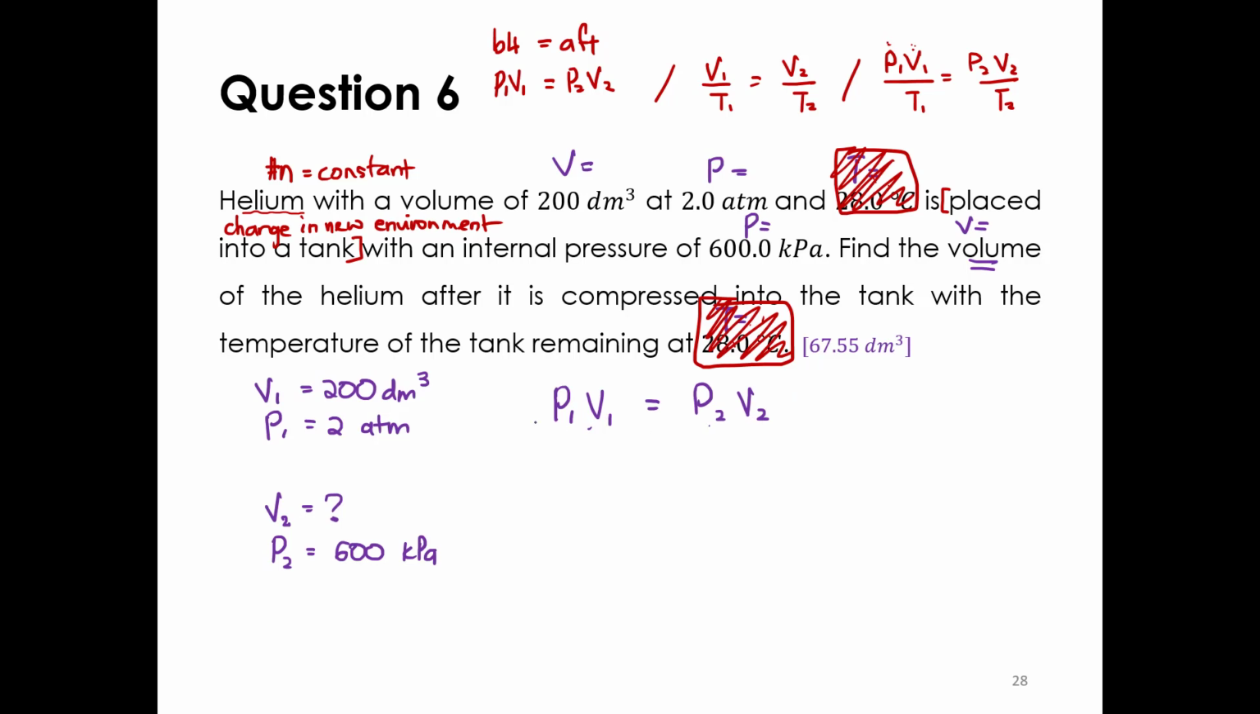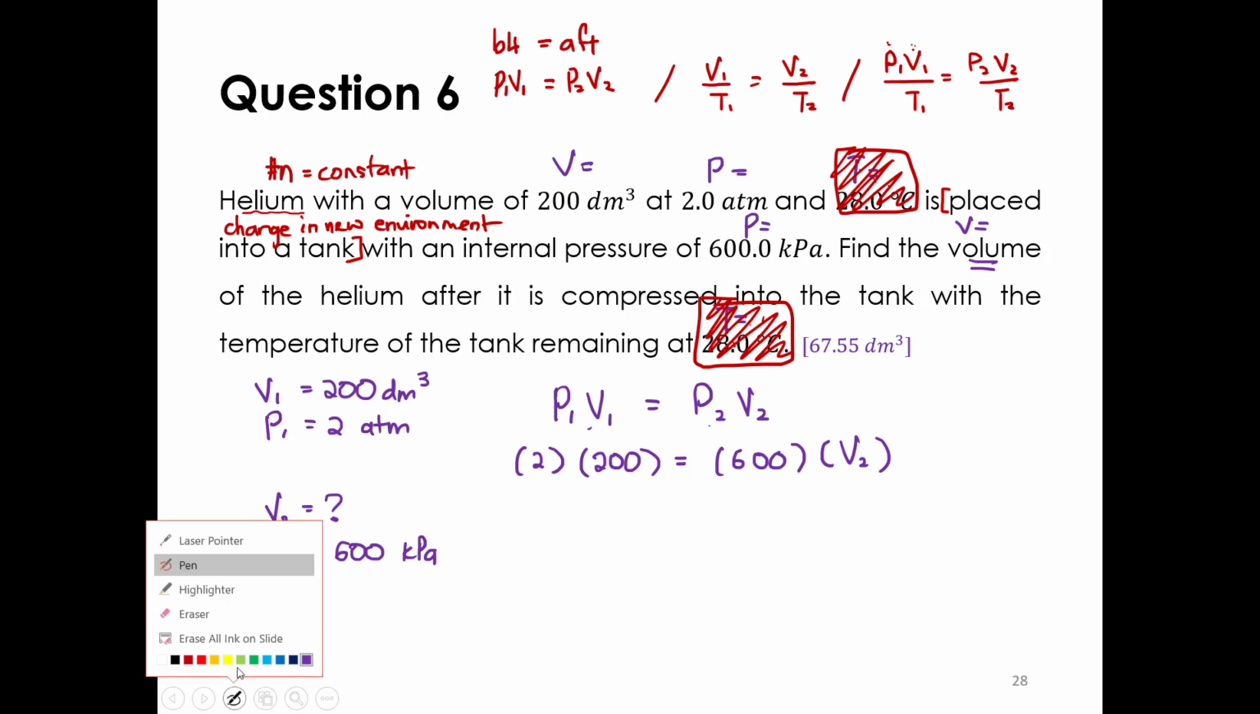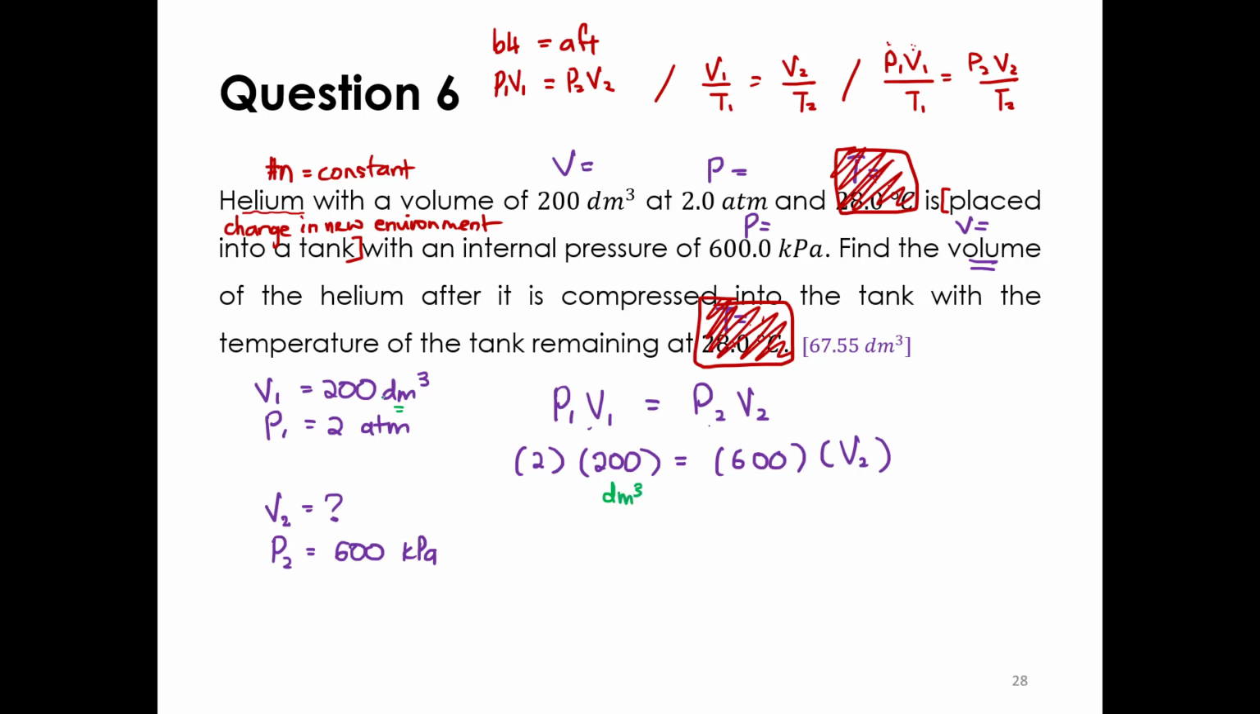Before and after. Here P1 is 2 atm, V1 is 200, P2 is 600, and V2 is what I need to find. Again, as I always remind all of you, check the units and make sure they are the same. The volume is in decimeter cube, so the volume I get will also be in decimeter cube. But here the pressure is in atm and this is in kilopascal, so I need to make sure these two have the same unit before I can continue with this equation.